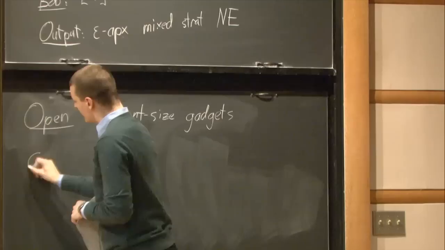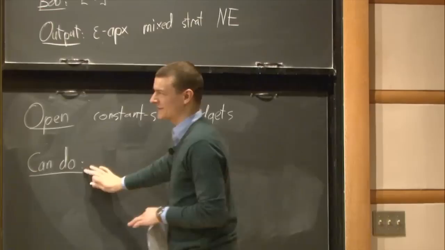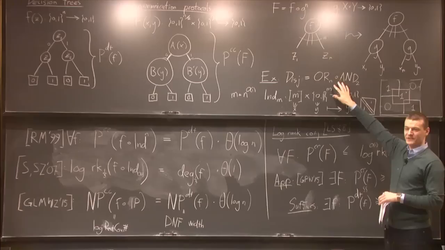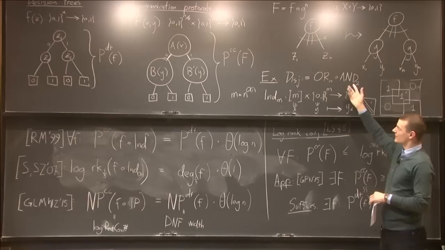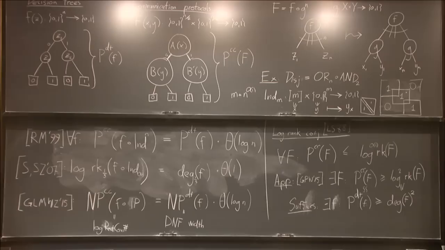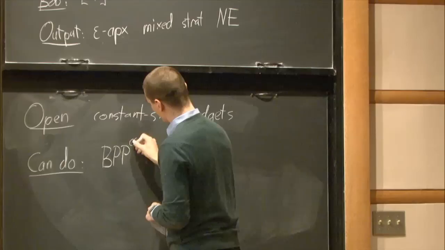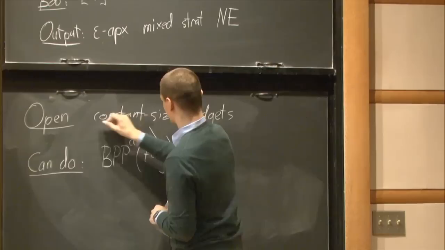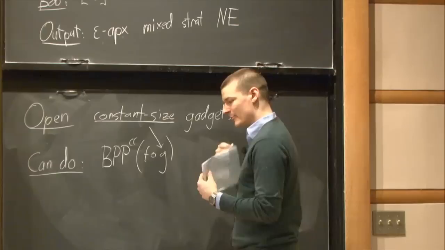So in short, what can you do? Here's an example of a function for which we know tight lower bounds, linear in N, even for randomized protocols. And it has a quantum size gadget. So the natural proof strategy is to reduce from this function. It's really easy to prove randomized lower bounds for these composed functions, where G is now constant size, by embedding an instance of set disjointness.